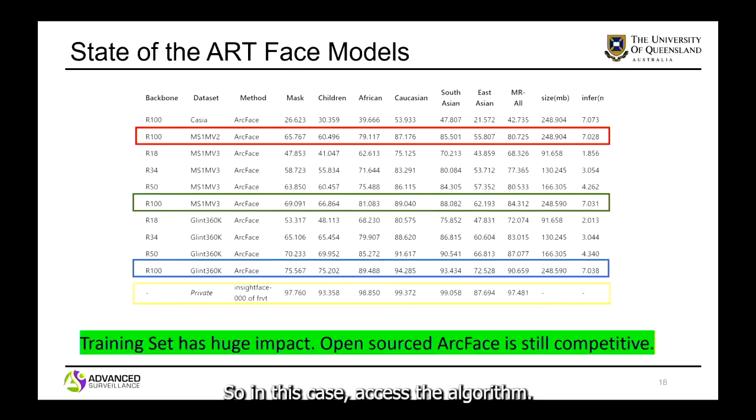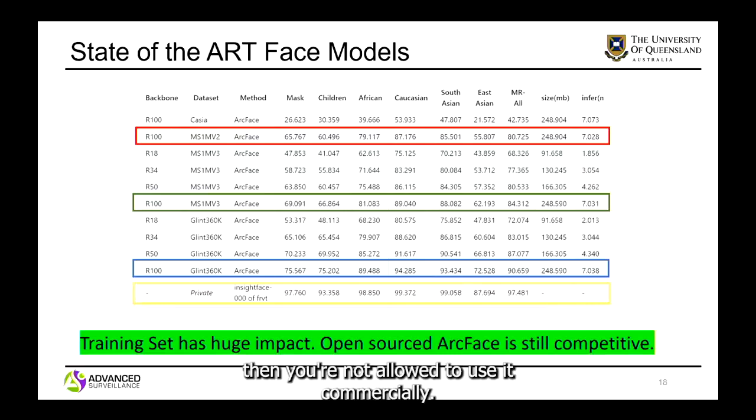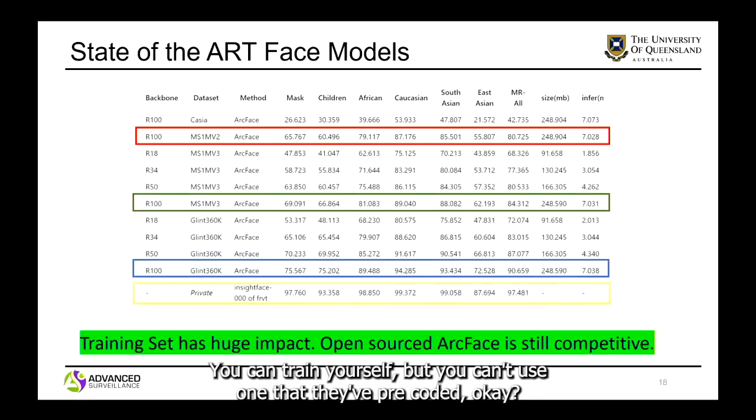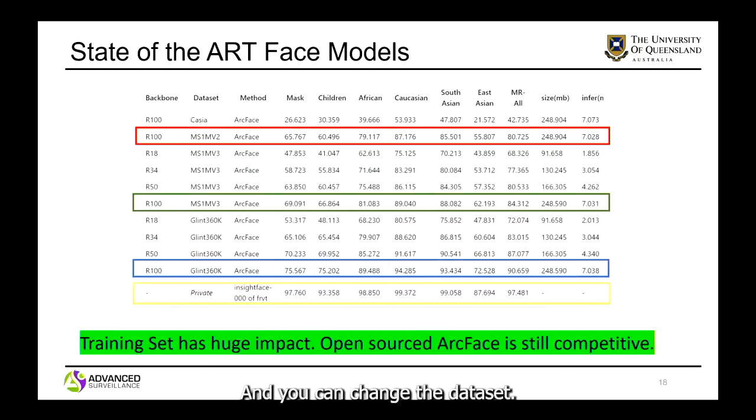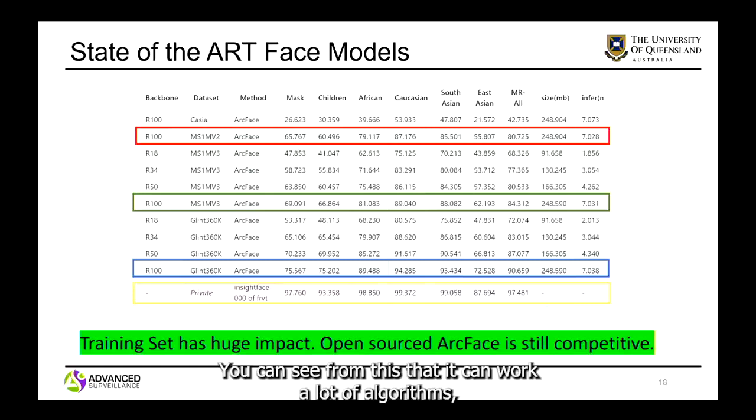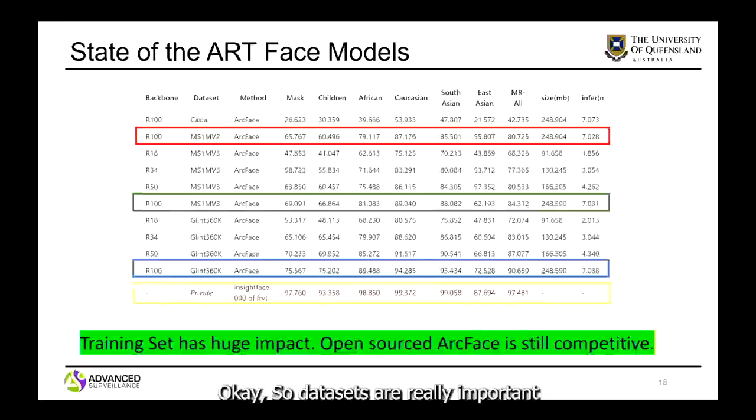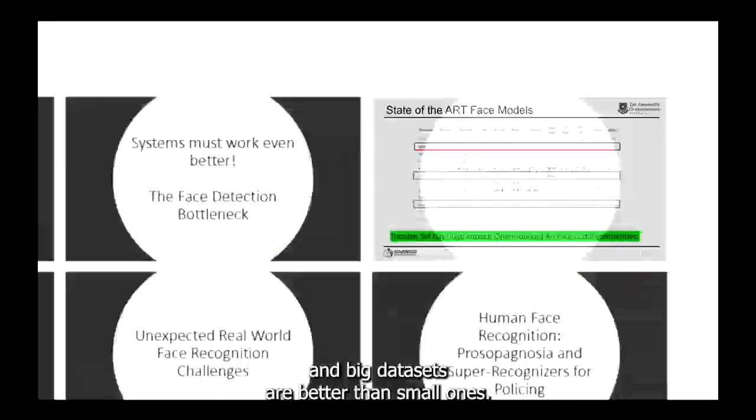In this case, ArcFace, the algorithm, anyone can use for any purpose. But if you have a pre-trained model, then you're not allowed to use it commercially, and so we've been training our own. You can train it yourself, but you can't use one that they've pre-trained, okay? And you can change the data set. You can see from this that you can work a lot on algorithms, but really it's the data that makes the big difference. The data set's more important than the architecture, because the architecture can learn, and you just have to tell it what to learn. Okay, so data sets are really important, and big data sets are better than small ones.